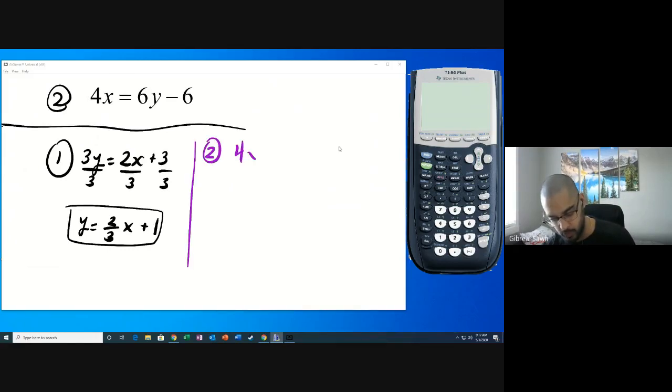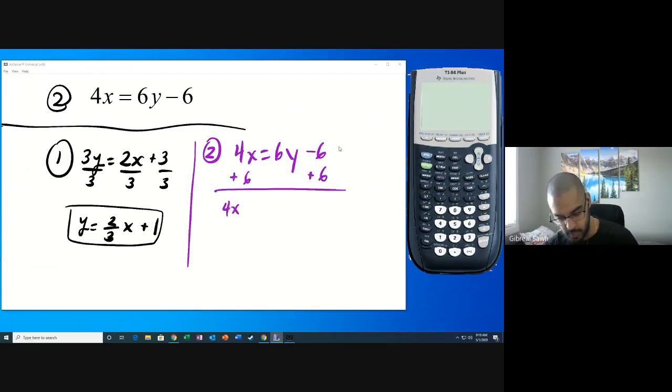Now equation 2, I'll rewrite it. So 4x equals 6y minus 6. Divide, divide, divide. Wait a sec. I want to get at y equals. Right now it's x equals. So let's add 6 to both sides first. See, sometimes it happens to us too. We don't notice things right away, but eventually it looks weird to us, then we got to fix it. So let's divide 6 actually on everything. That seems better to me.